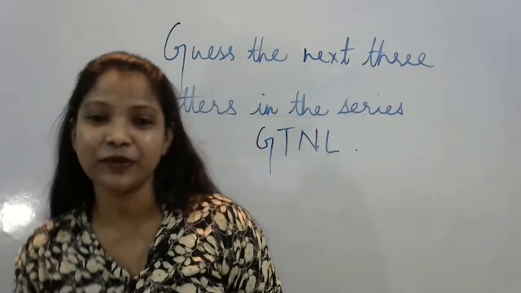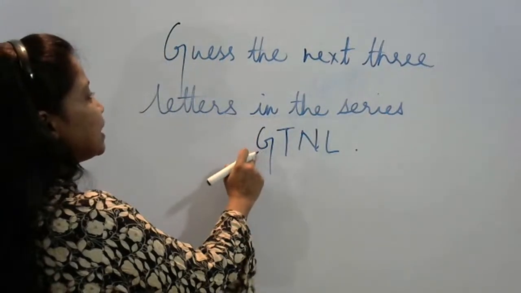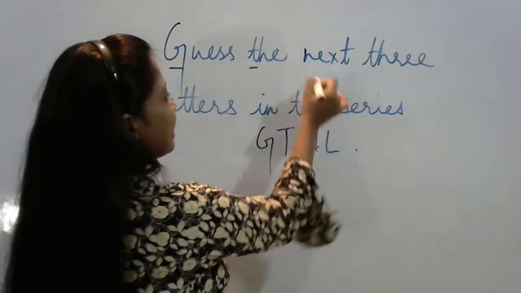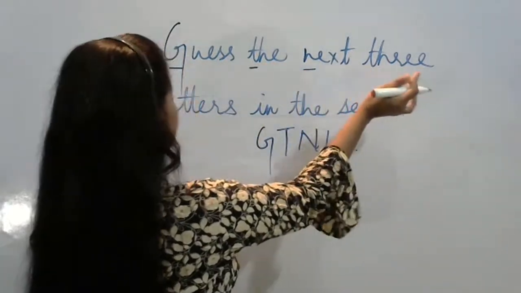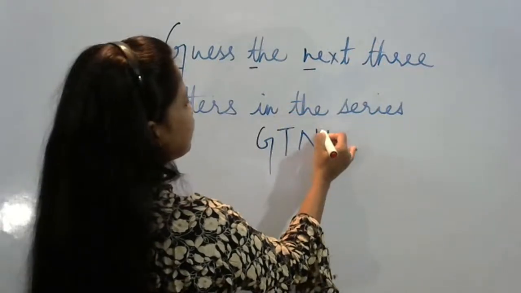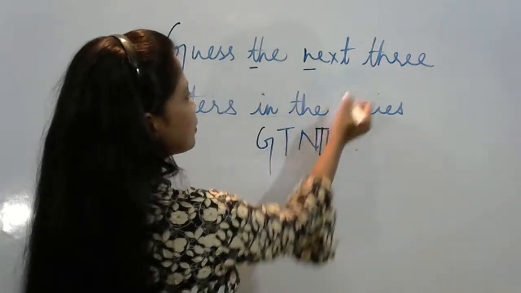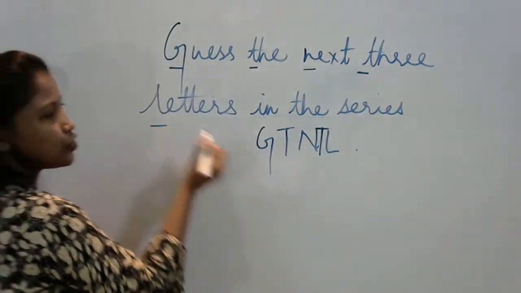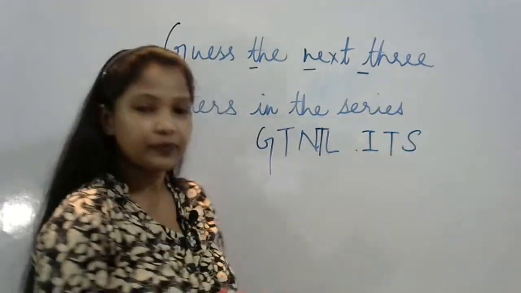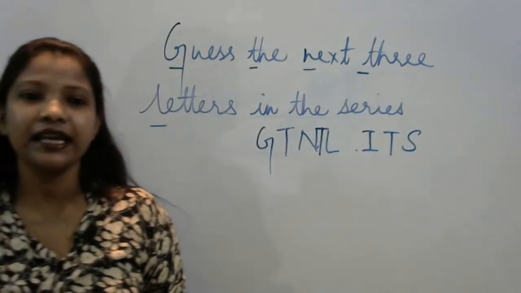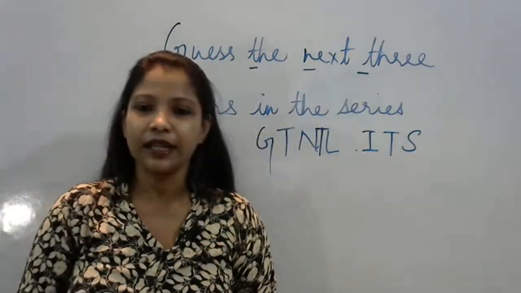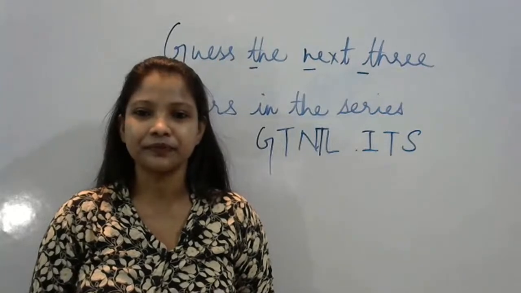So let me reveal what it is. G is this, T is this, N is this. Sorry, there should be one more T over here. So T is this and N is this. So the next letters in the series are ITS. I have just picked out the words from the letters and written it.